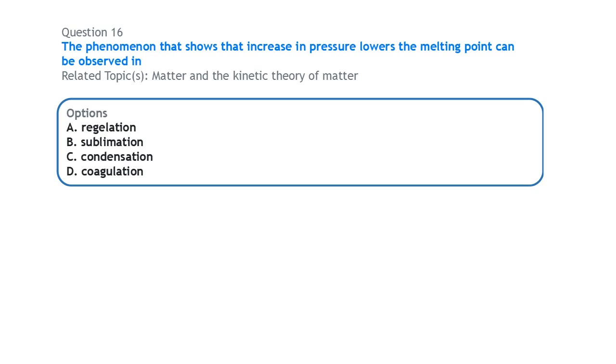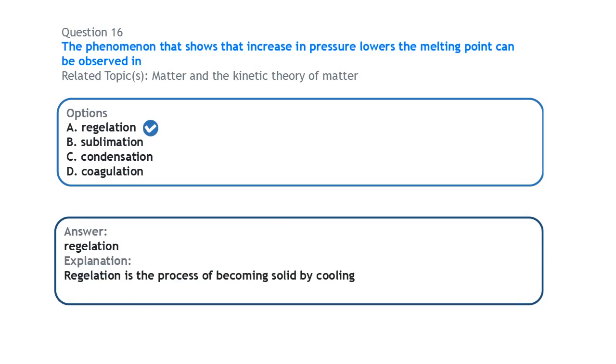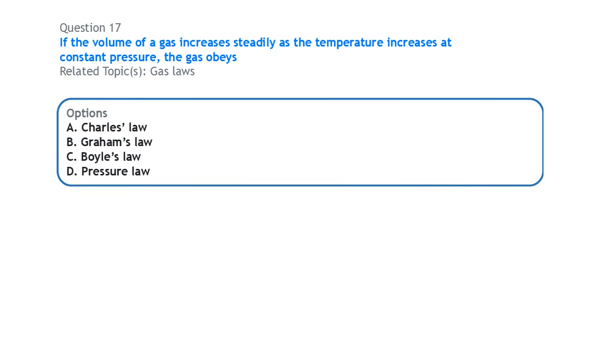Next, on matter, the phenomenon that shows that increase in pressure lowers the melting point can be observed in regelation, okay, which is the process of solidifying by cooling, where an object becomes a solid by cooling, by continuously losing heat. Next, if the volume of a gas increases steadily as the temperature increases at constant pressure, the gas obeys.